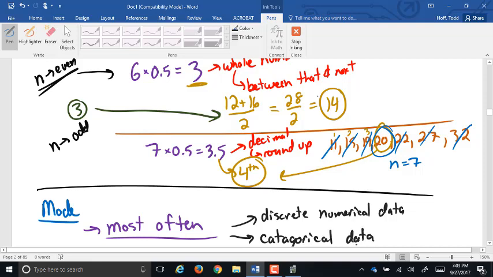In categorical data, can I find a mean? Yeah, how do I add up red, blue, green, blue, blue? I can't add those up, can I? There is no mean. In fact, there's no median. In categorical data, the only thing I can do to find a center is find the mode. Which one appears the most often?